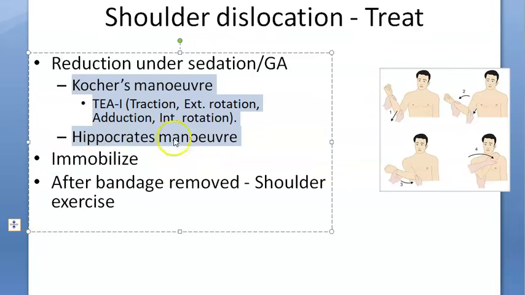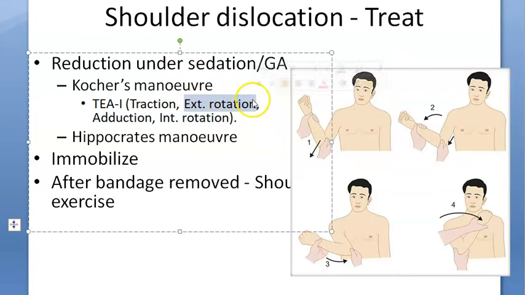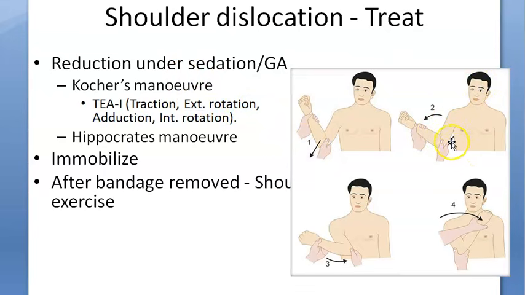In this, the steps are like this. TEAI, is it? Yeah. Traction with elbow flexed. Elbow is flexed. Then you're putting traction along the axis of the humerus. Second one is external rotation. In external rotation, what are you doing? That's it. The arm is rotated externally.